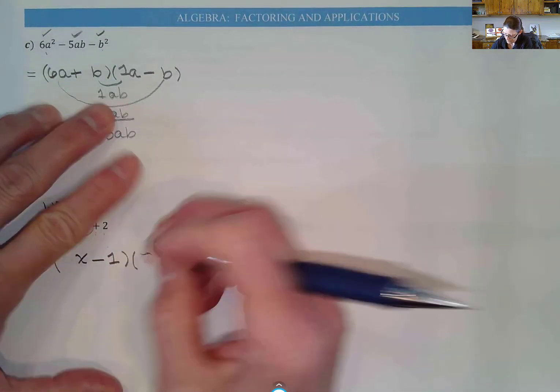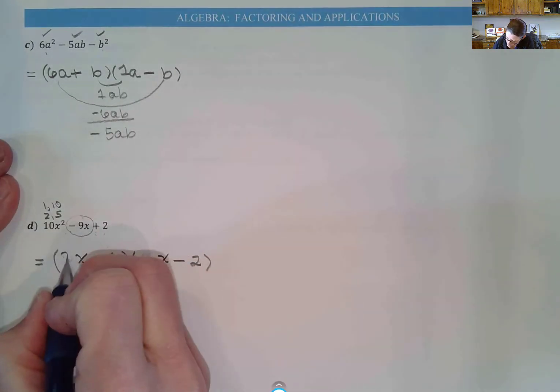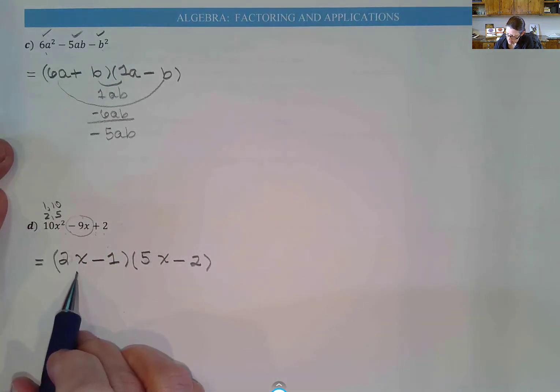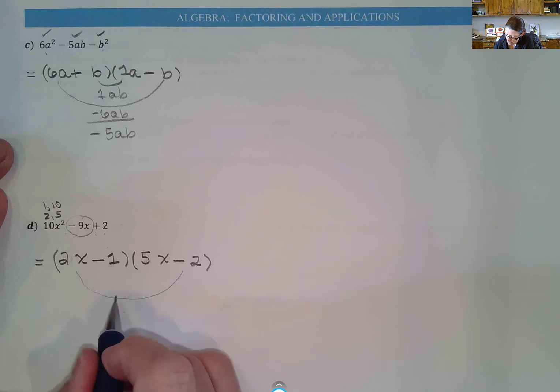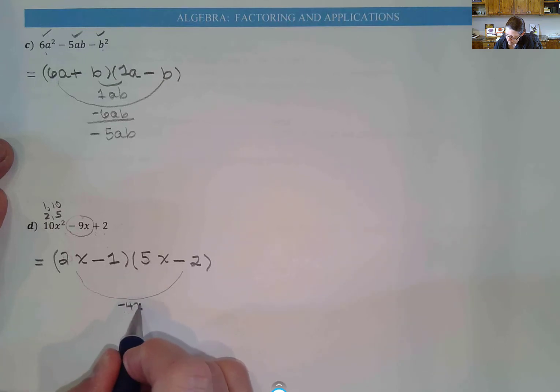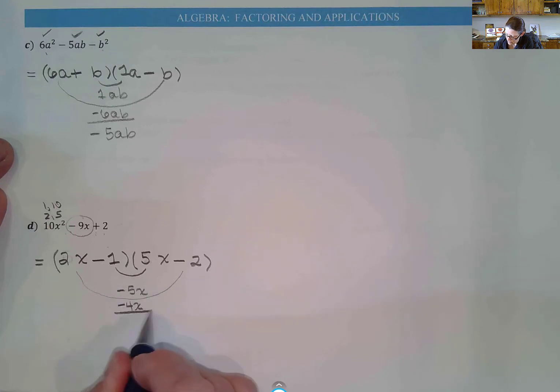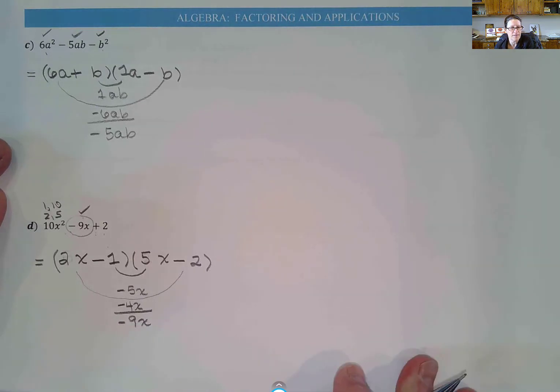What if we switch those? 2x in the front, 5x in the back. Outer product is negative 4x. Inner product, negative 5x. And together those combine to negative 9x. And there's our winner. Again, be sure to check these completely by multiplying in order to ensure that you have factored correctly.